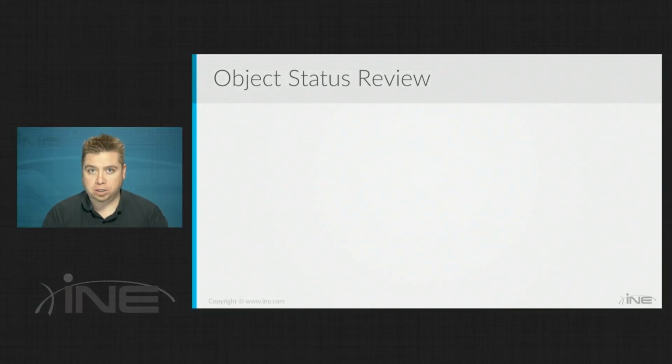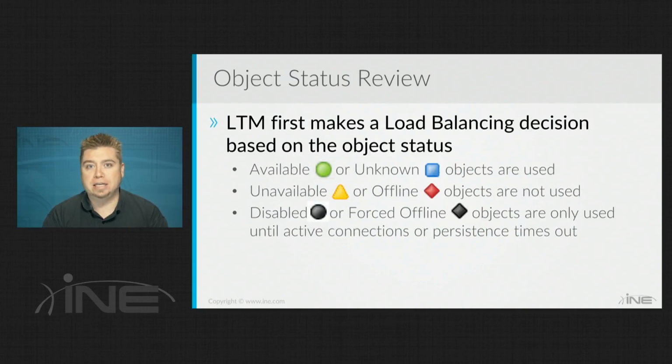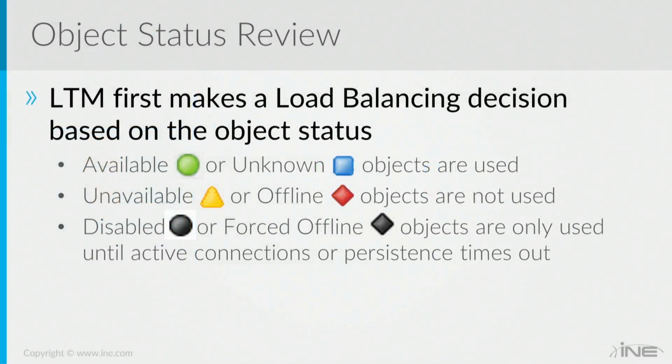Now, as a review of what we talked about before with the status of an object, this is going to be one of the first things that LTM looks at before it makes its actual load balancing decision. As we saw previously when we were looking at health monitors, we want to make sure that the service is actually available before we forward traffic to that particular node. Specifically, before we can actually use the node or the pool member for load balancing, we want to see ideally that its status is available, which you can see there is the green circle, but it technically could be unknown if we do not have any type of monitoring configured.